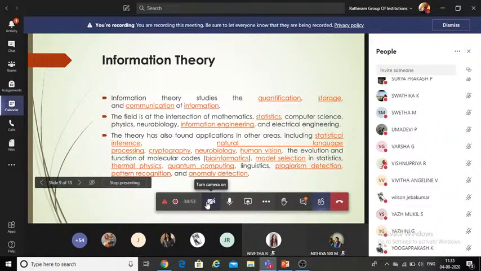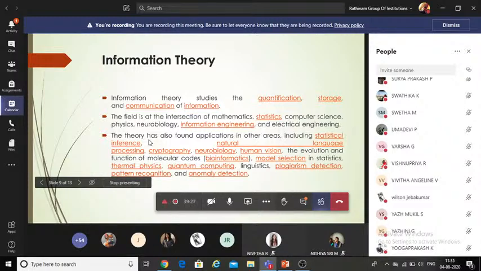Okay, the next one is information theory. The field is at the intersection of mathematics and statistics. Simply telling, information theory is about the size of your particular information, that is quantification and storage: what type of storage we are using, and how many bytes are required to store that particular data. These are all under information theory.